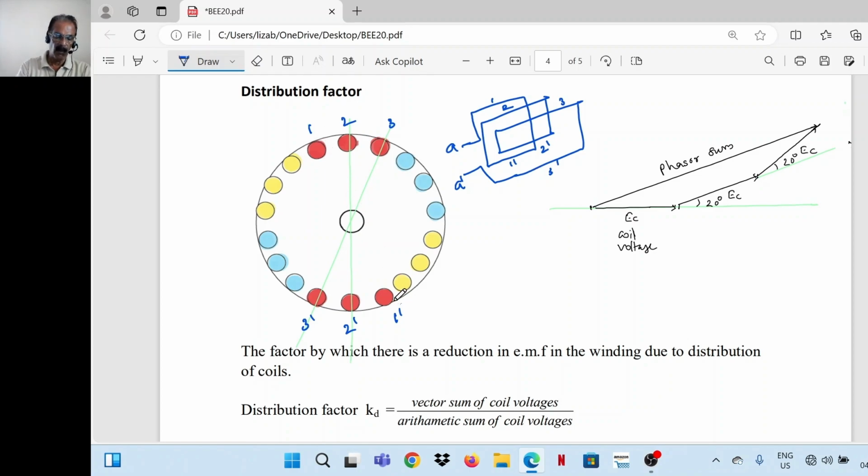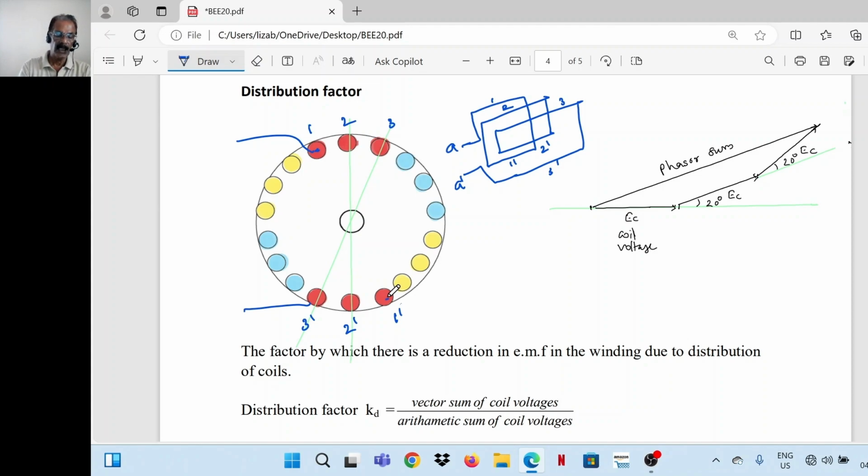So this is 1, 1 dash. 1 dash is connected to 2. Then 2 dash is connected to 3. From 3 dash, the connection is taken out. So all these conductors are connected in series. In this case, the coil span factor is 1. That means the EMF induced in coil sides 1 and 1 dash can be algebraically added.